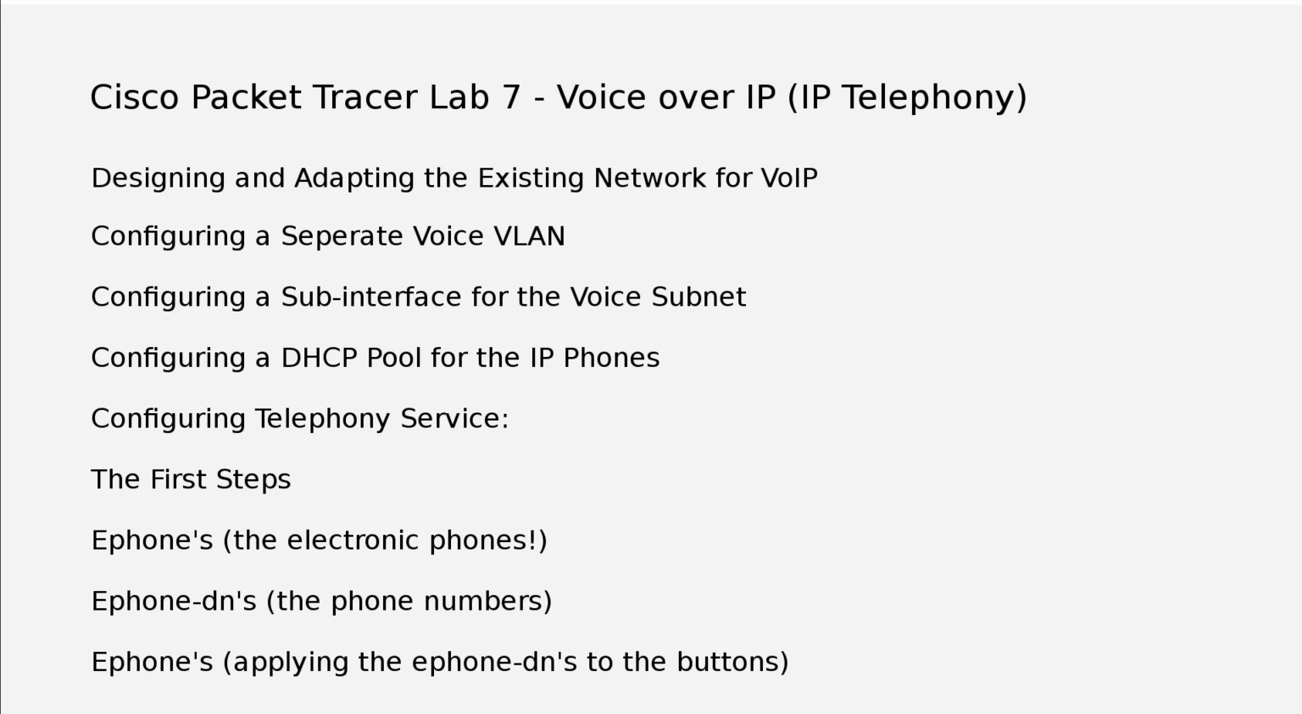Okay, and what you do is you create the ePhone DN, you set up the phone, and then you apply the ePhone DN or the number to a button on the phone. The phones we'll be using will be Cisco 7960s, which actually have 6 buttons because they can effectively have 6 lines, but we will only be putting one line or one number on each phone. Okay, again, this will make a lot more sense when you actually see it configured live.